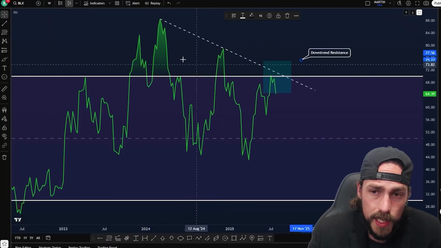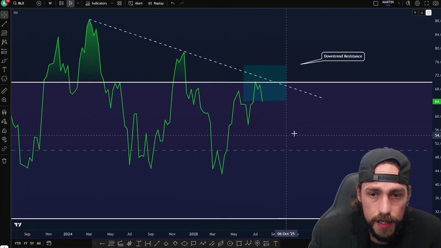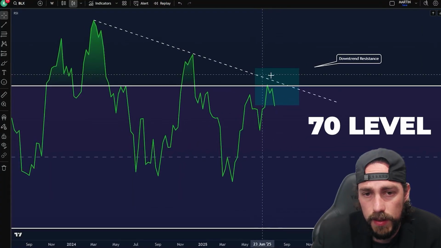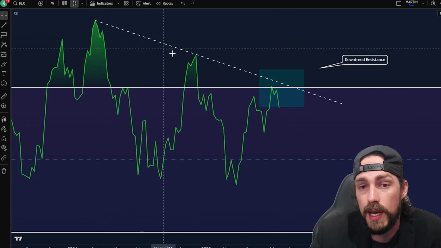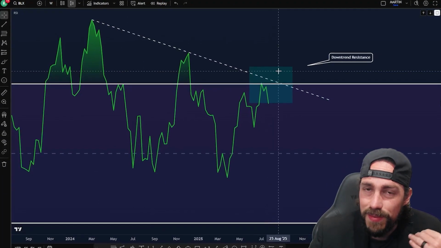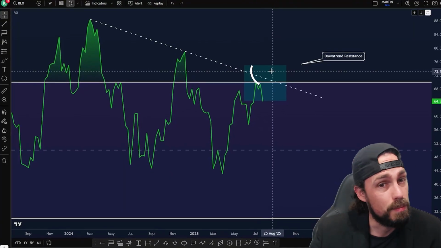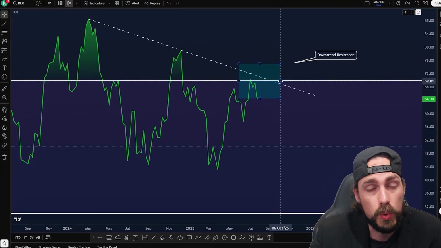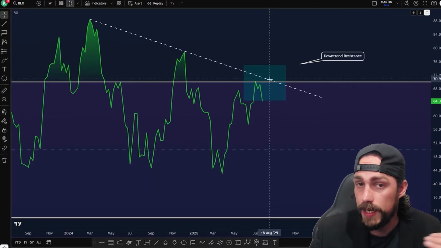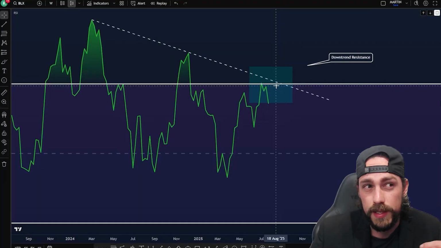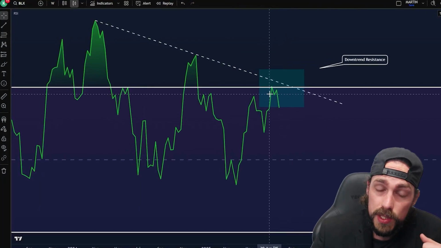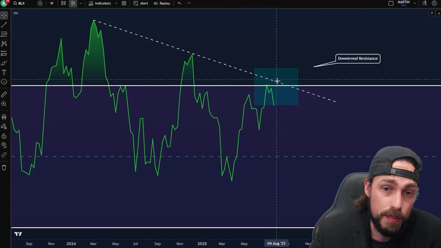Now, a very important area that I've highlighted with the RSI here would be this level at roughly about the 70 level in the RSI, and it coincides nicely with this downtrend. What we do want to see with Bitcoin is a push above this downtrend to break the bearish divergence and start holding support above this specific trend line. If that happens, that could facilitate a push higher into these next extension targets, thinking roughly about $129,000, give or take. So we do want to see the RSI actually reclaim and break this downtrend.